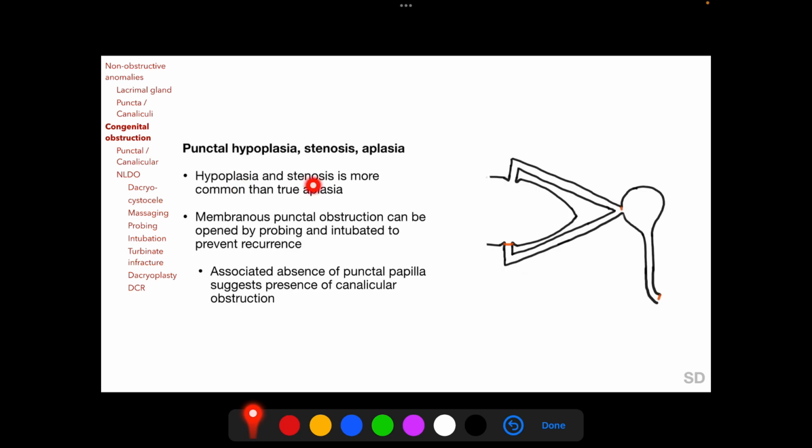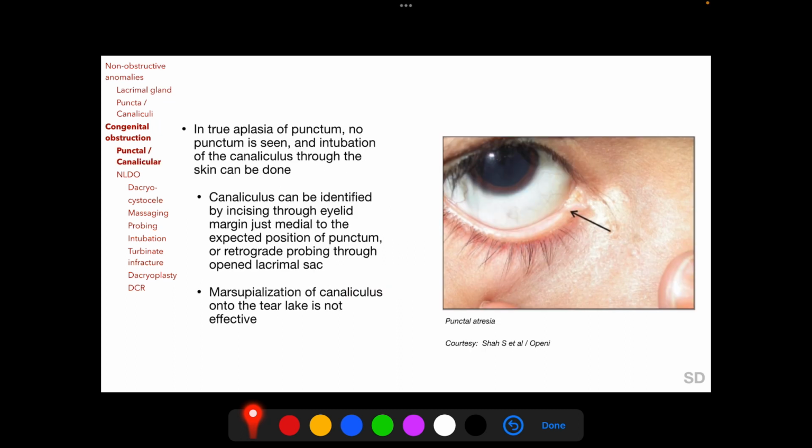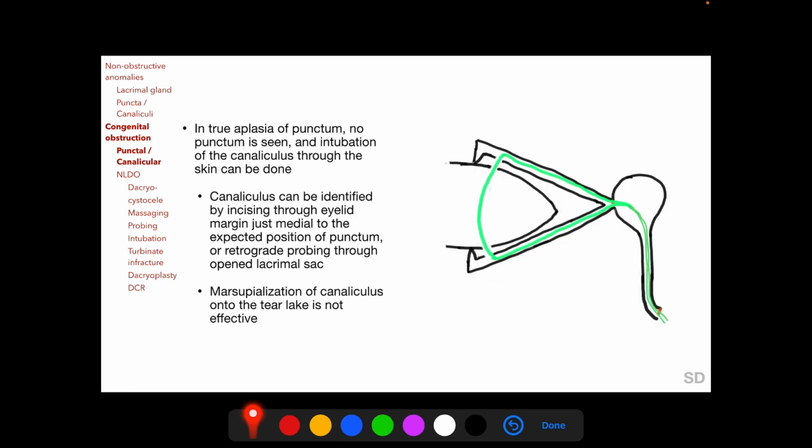Hypoplasia and stenosis of the puncta is more common than a true aplasia of the puncta. A membranous punctal obstruction can be opened by probing and intubated to prevent recurrence of the obstruction. Associated absence of the punctal papilla, which is the elevation over which the punctum is normally located, suggests presence of associated canalicular obstruction. In true aplasia of the punctum, no punctum is detected as shown in this photograph, and intubation of the canaliculus through the skin has to be done.